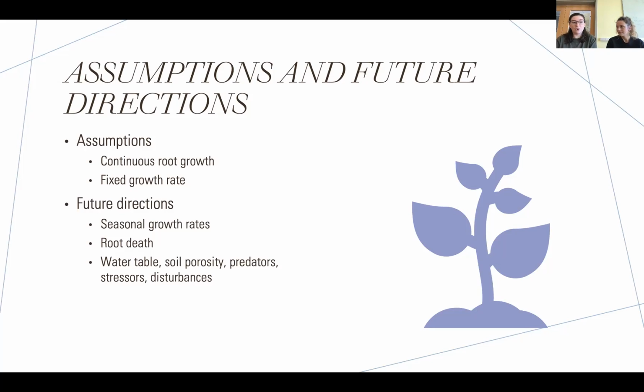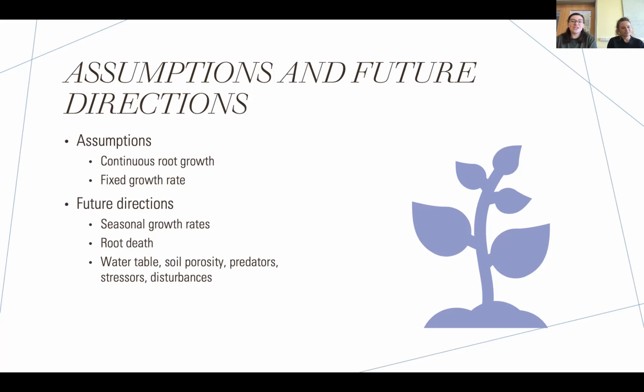We could also incorporate other parameters that are outside of the scope of our model completely at the moment, such as: is there a water table that the roots might encounter? What is the soil porosity even without rocks present? And then, what are the other disturbances, like predators or temperature stressors, that might affect the root growth?